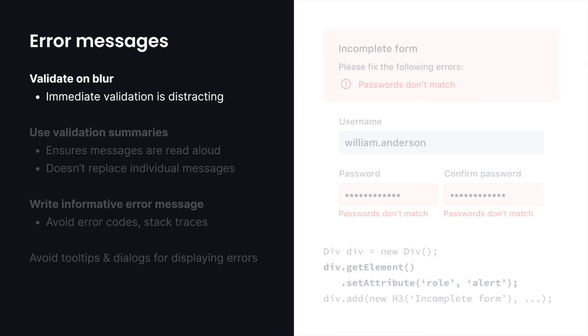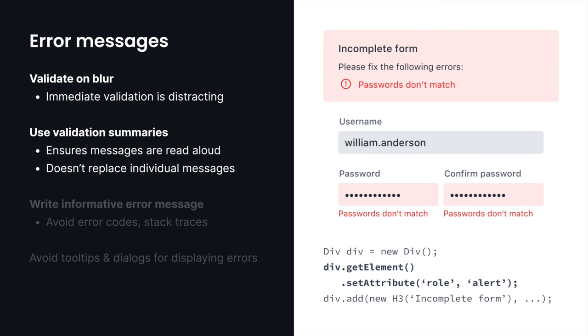It's important to note that screen readers will not be able to pick up an error message when using on-blur validation due to technical reasons. The error message will only be announced if the field is refocused. Therefore, it's recommended to use validation summaries in addition to on-blur validation to ensure that the errors are read aloud. Validation summaries are usually placed at the top or bottom of a form. They should have the aria live attribute set, so any new errors are announced automatically.